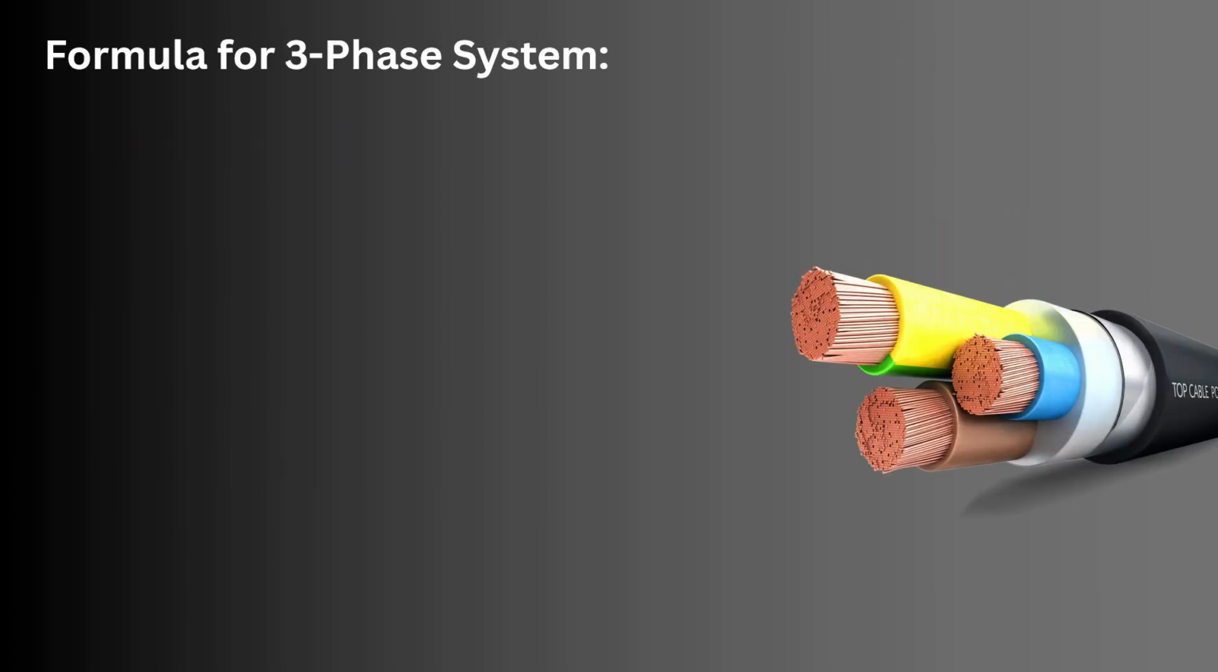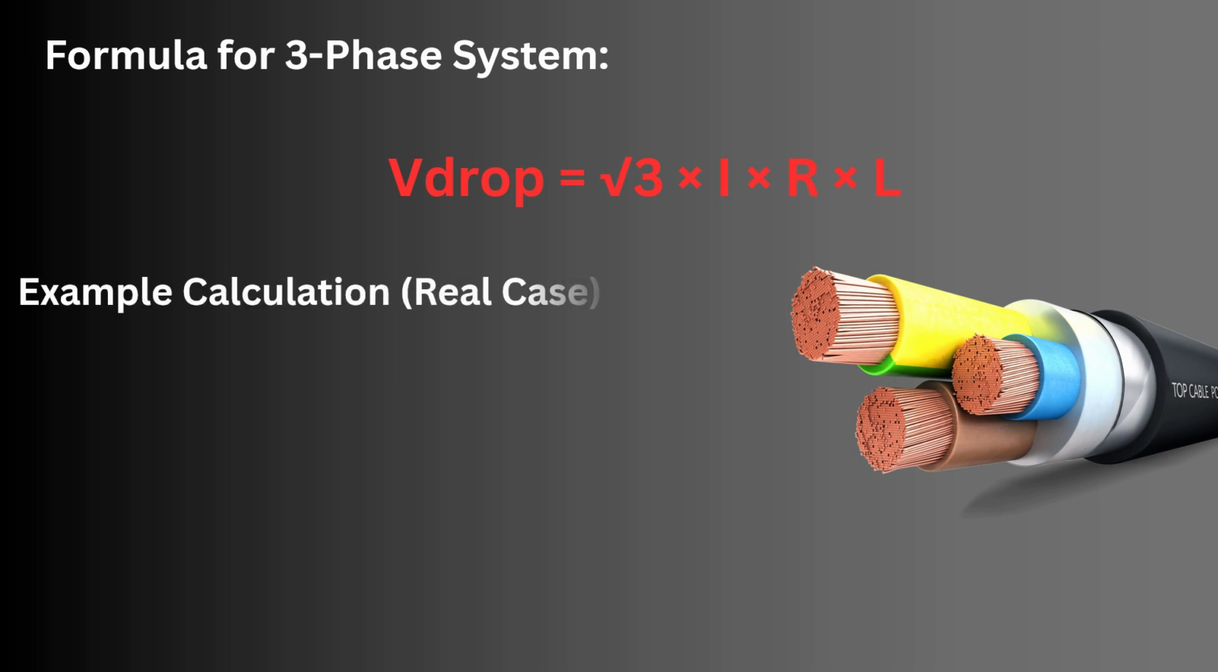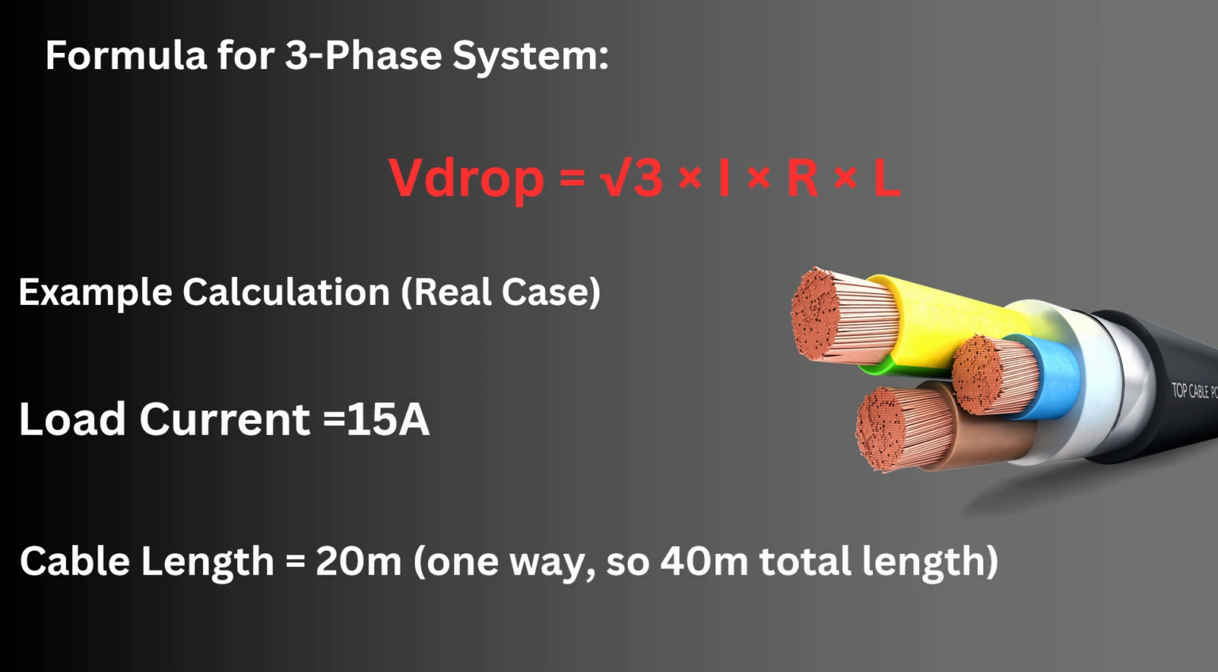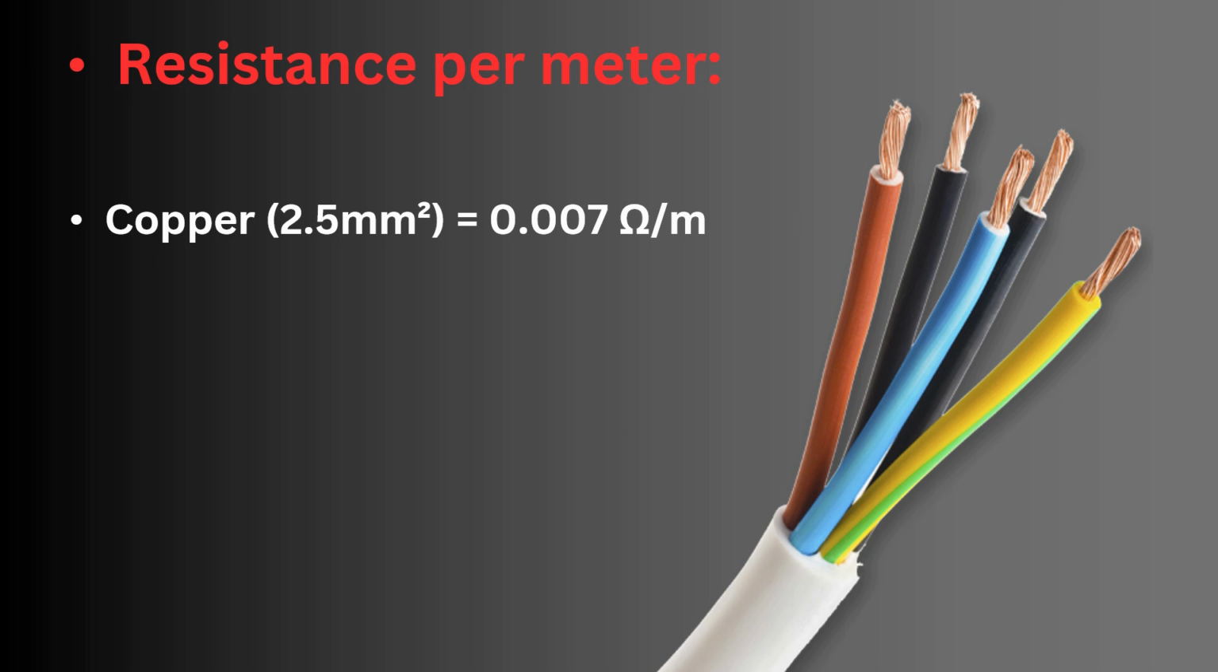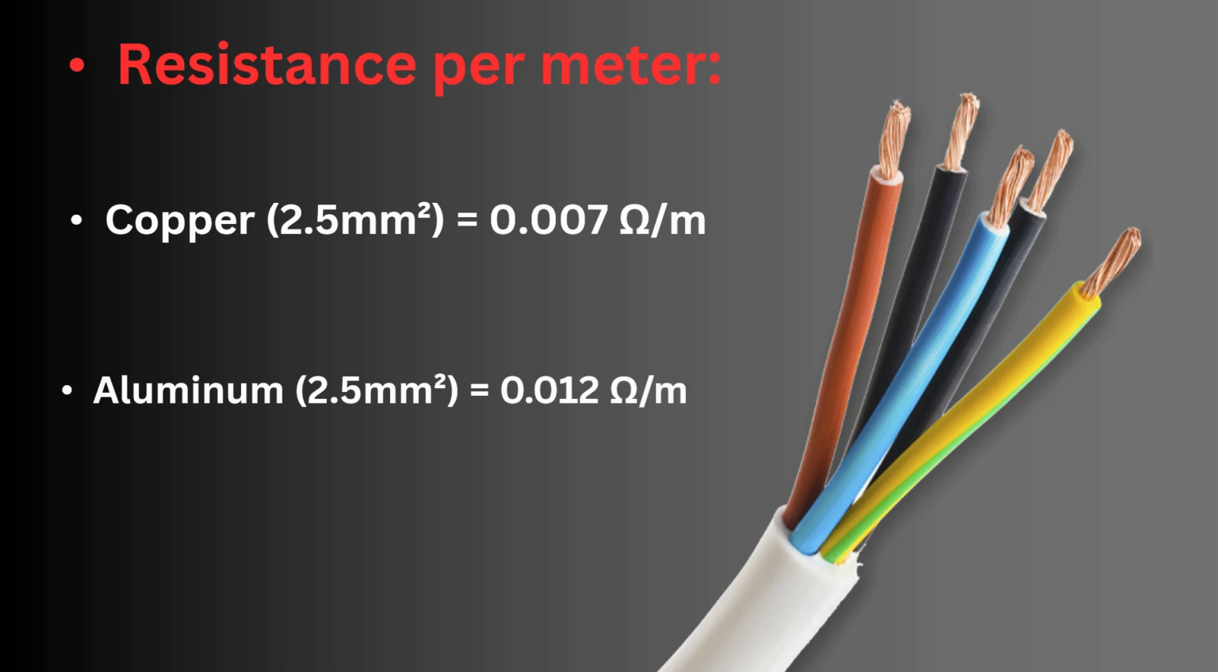Formula for three-phase systems: V drop is equal to root 3 multiplied by I multiplied by R multiplied by L. For example, we have a load current of 15 amperes, and the cable length is 20 meters one way, so 40 meters total length. Resistance per meter in copper wire of size 2.5 mm square is 0.007 ohm per meter. For aluminum, 2.5 mm square is 0.012 ohm per meter.